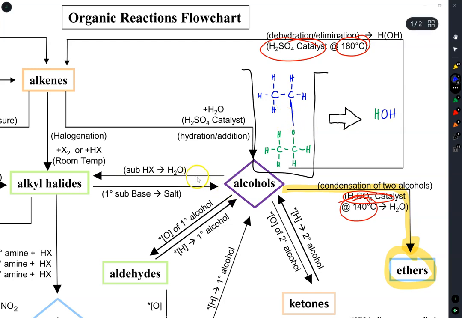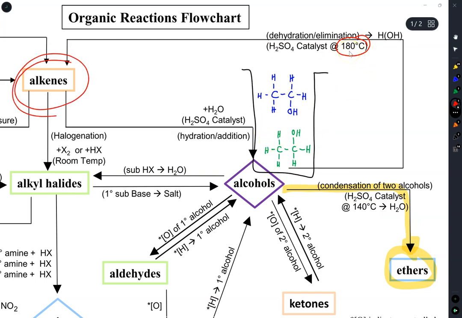Sadly, your textbook does not explain why this occurs or what the difference is between these two reactions. They literally show you this reaction on one page, and then the very next page they show you this reaction, and they don't make the connection between the two. Super annoying. But after some digging in my university textbooks, I've come to realize that if you heat these two alcohols at 180 degrees Celsius, you will create an alkene. But if you heat it at 140 degrees Celsius, you will create an ether.